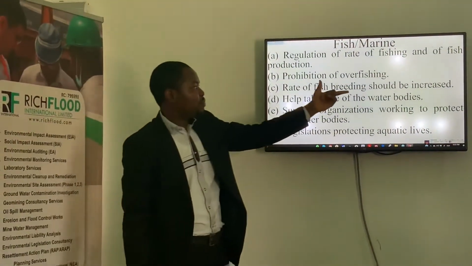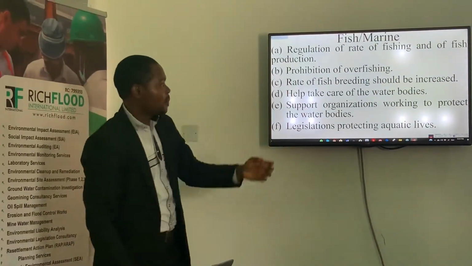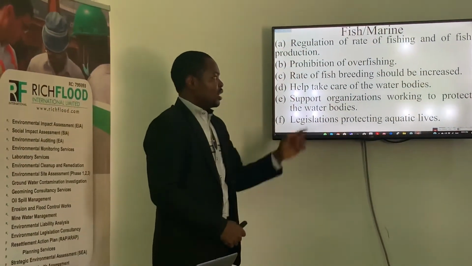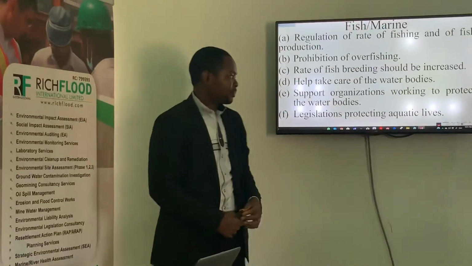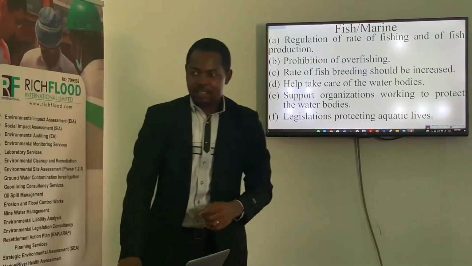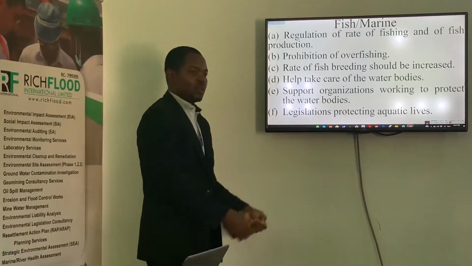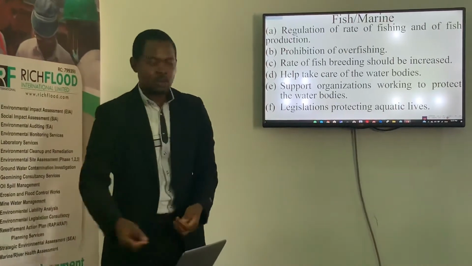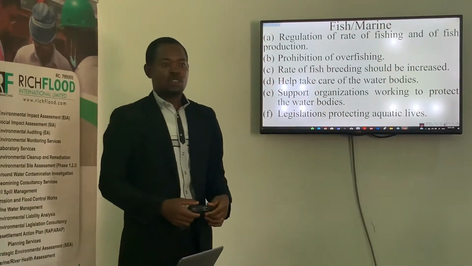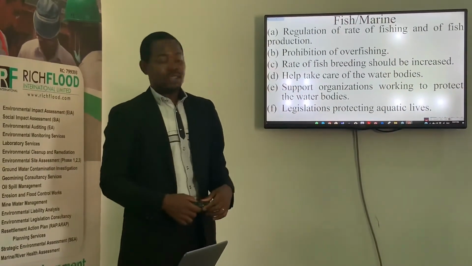Now, the rate of fish breeding should be increased. That's fish farming. Help take care of the water bodies. One of the greatest problems now is pollution. Pollution we used to know back then was just people going there to dump maybe grasses or simple waste into the water bodies. But today, there is massive pollution of water bodies at local, national, and regional scale.